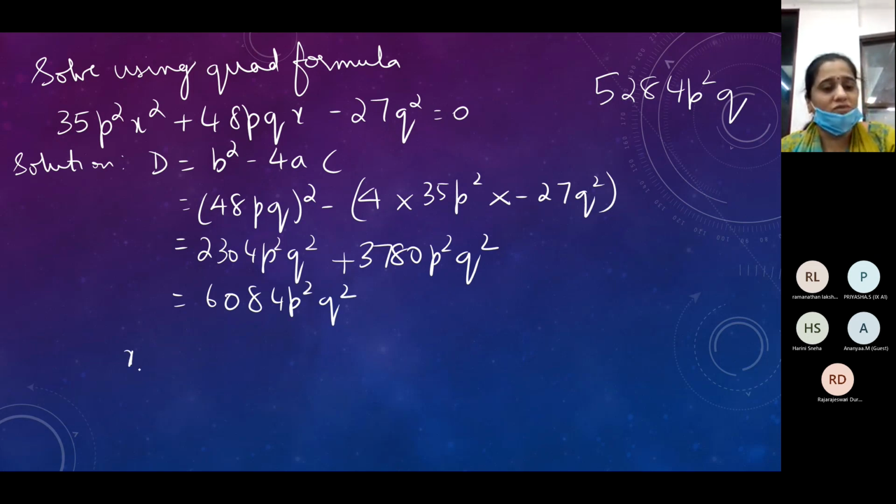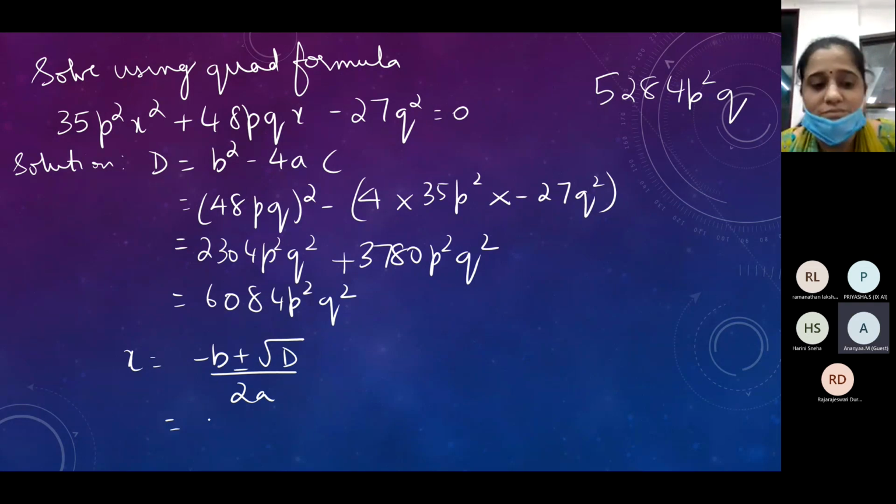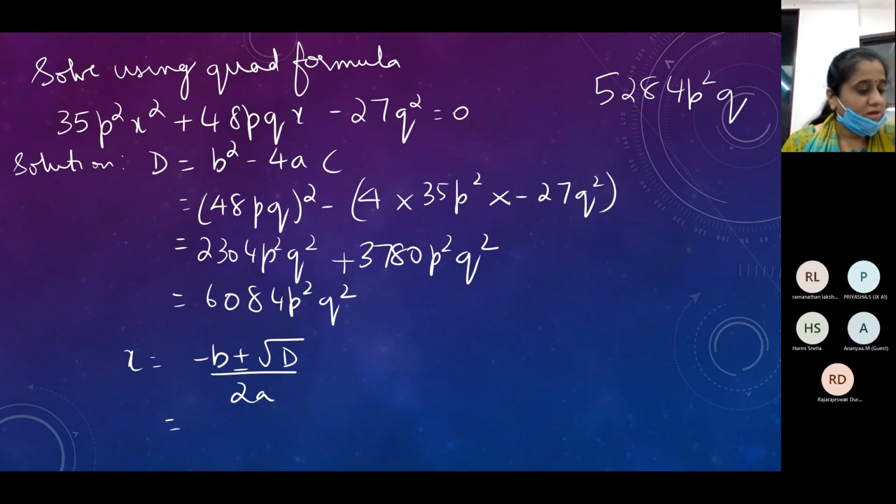Now you work out X is equal to minus B plus or minus root D by 2A. This becomes easy. If you go wrong with D, it looks complicated to find your mistake, so work these separately. Now you can continue. X equal to 3Q by 7P or minus 9Q by 5P. Perfect. Correct. Very good.